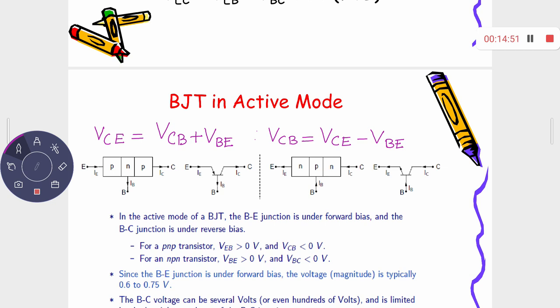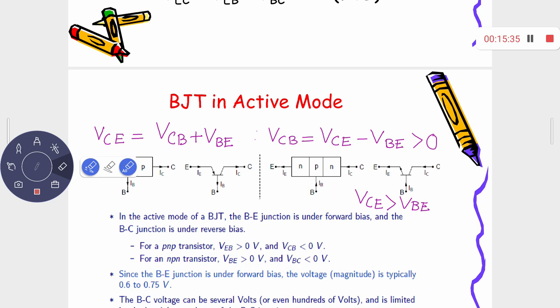Now this is the collector terminal, this is the base terminal. Reverse bias means this collector voltage should be higher than the base voltage. So VCB should be greater than zero so that the collector base junction is reverse biased. Or in other words, this simply implies the VCE voltage should be greater than the VBE voltage. That happens for NPN. The reverse happens for PNP.